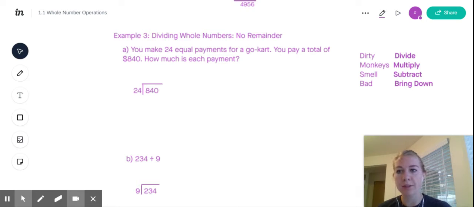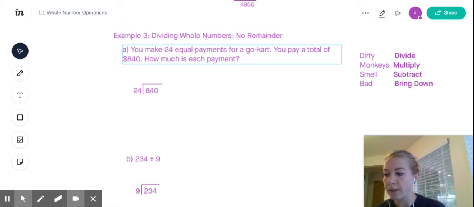Hey, sixth graders, we are going to finish up Chapter 1, Section 1, Whole Number Operations with Example 3, Dividing Whole Numbers with No Remainder. Okay, so first we have a word problem here. It says you make 24 equal payments for a go-kart. You pay a total of $840. How much is each payment?